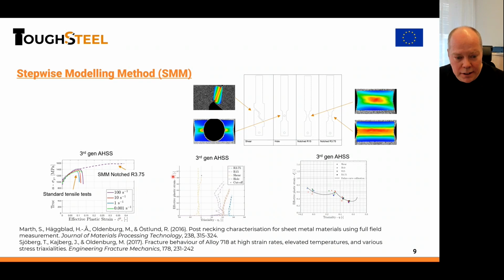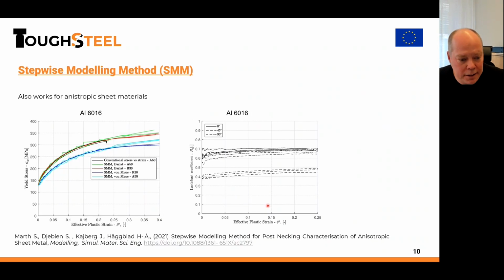You can also get, as I said, the triaxiality history for the different specimens, and you can collect all these failure strains as a function of the triaxiality, and in the end you can also see a failure criterion calibrated to all the data. And as said, quite recently we adjusted this method to work for anisotropic materials as well. It's published in 2021.